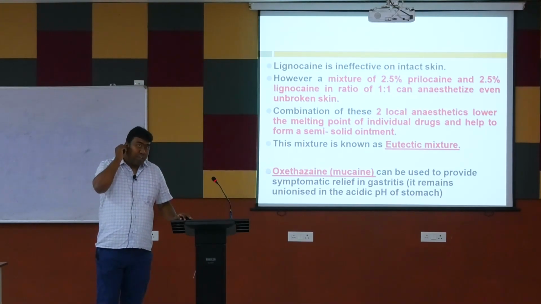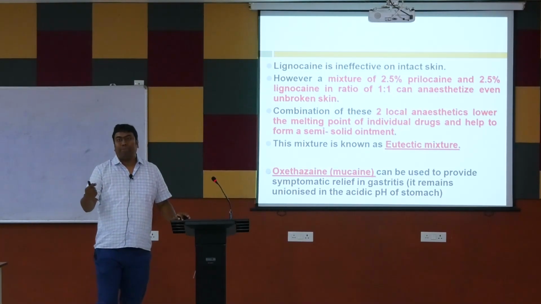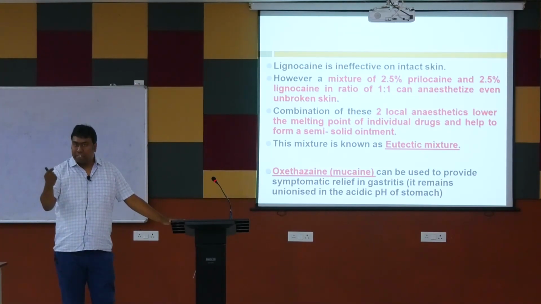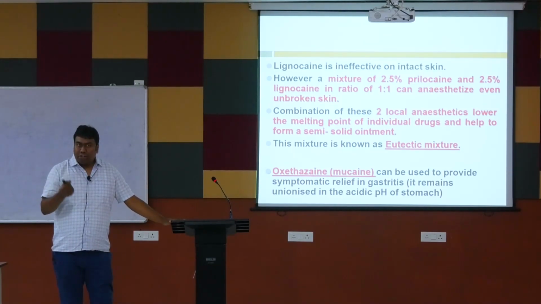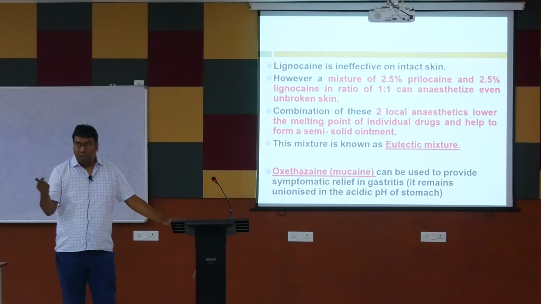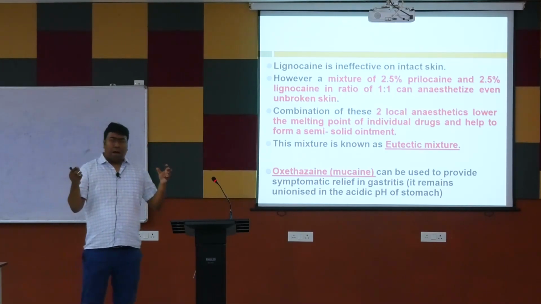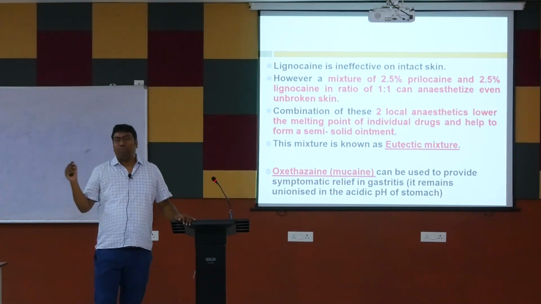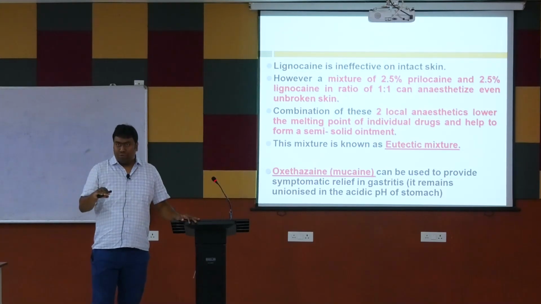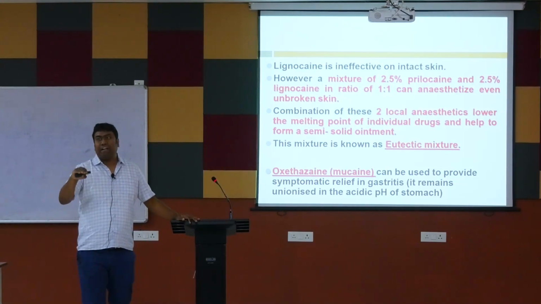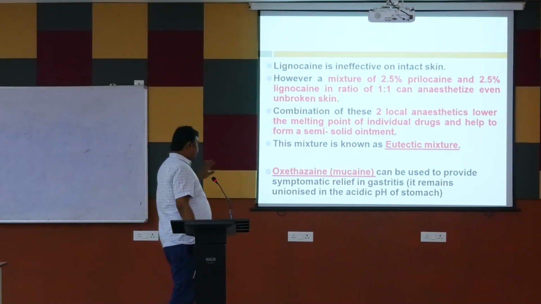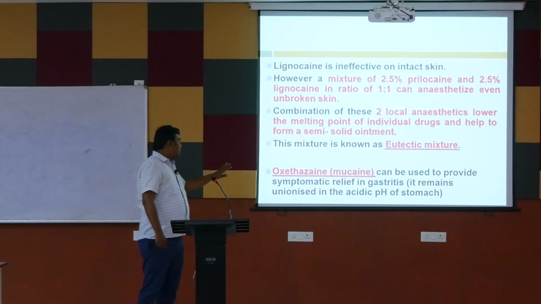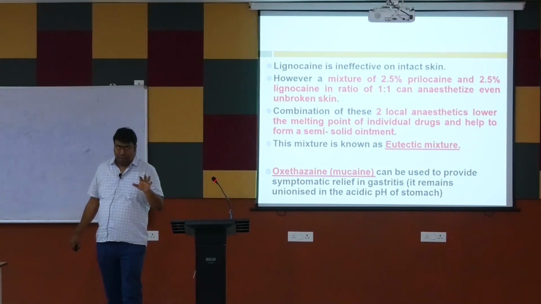So why do we prefer the eutectic mixture of prilocaine and lignocaine in case of unbroken skin? Because after mixing 2.5% of lignocaine and 2.5% of prilocaine, their melting point will reduce, and it's easier to penetrate the intact membrane. So it is called a eutectic mixture. Another example is Nucaine gel, which we use in case of peptic ulcer.